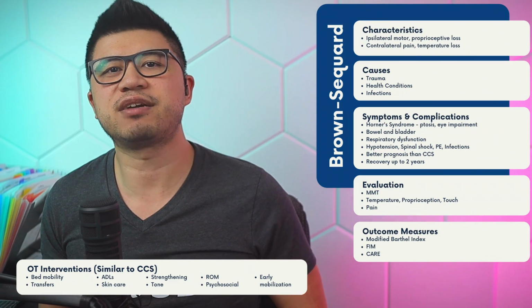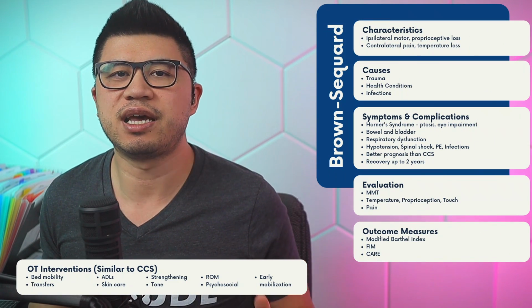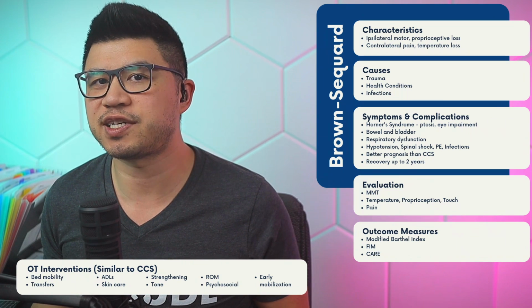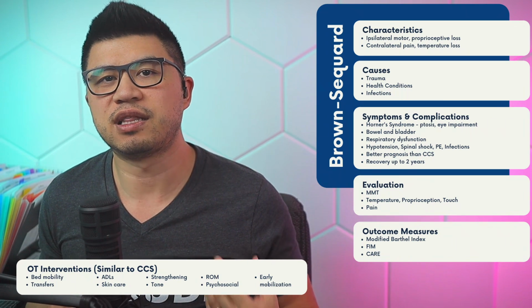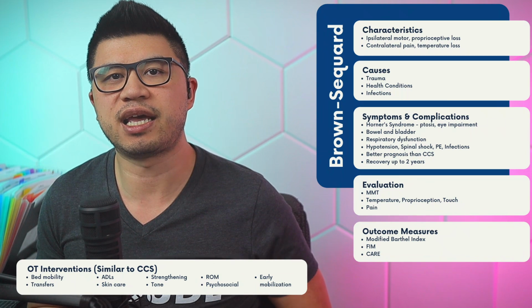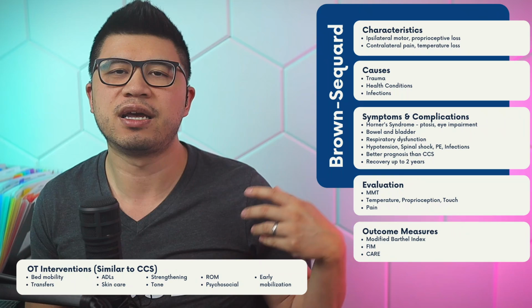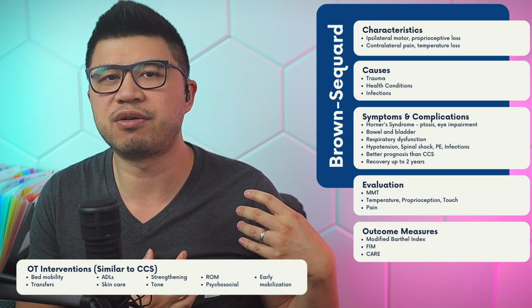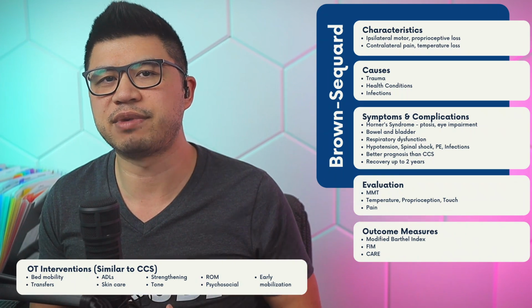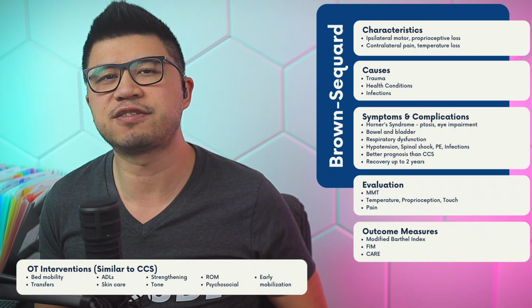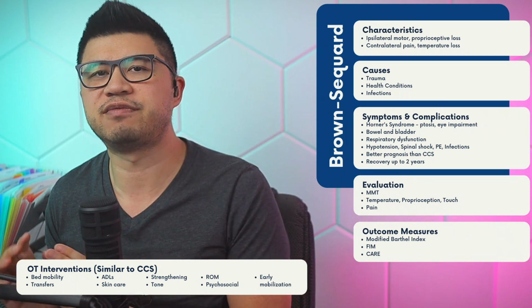Brown-Sequard syndrome is characterized by a lesion that results in ipsilateral, same-sided motor and proprioceptive loss, as well as contralateral loss of sensitivity to pain and temperature below the level of lesion. Basically, one side of the spinal cord, say like the left or the right, is damaged. It is a rarer form of incomplete spinal cord injury and accounts for about 1 to 4% of the traumatic spinal cord injuries.